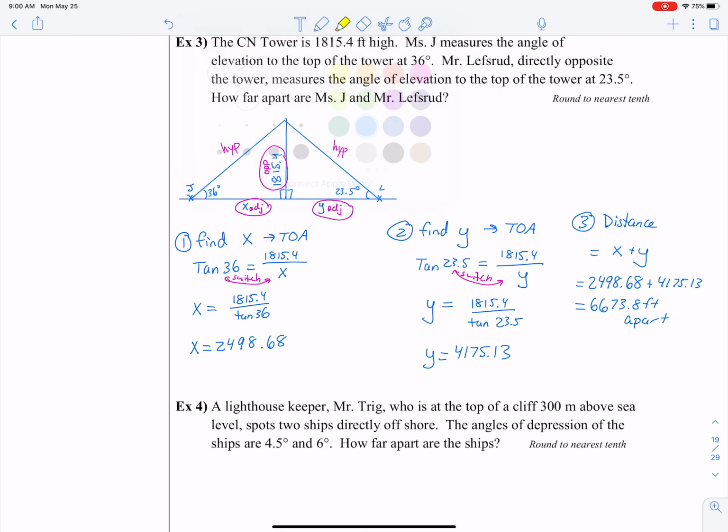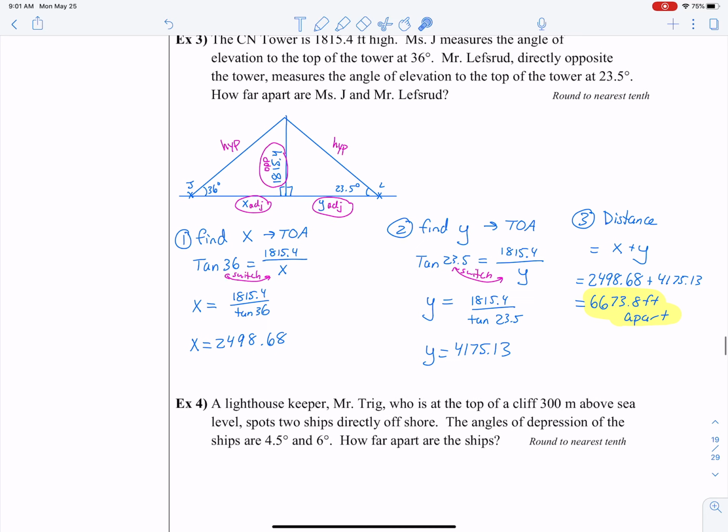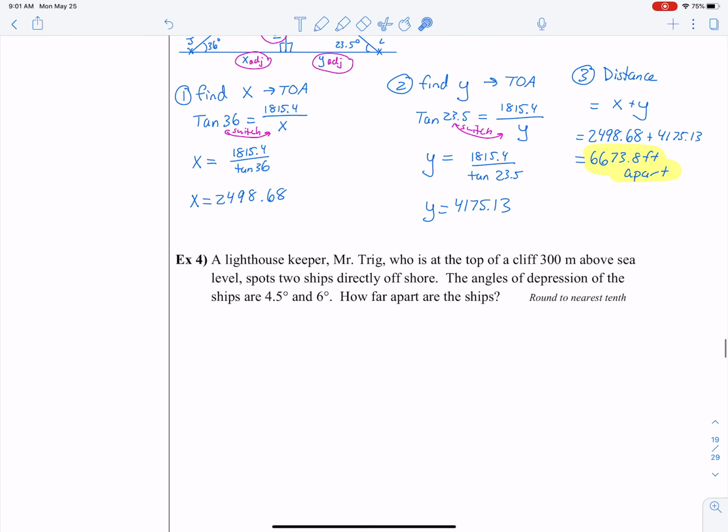Okay, and that's how far apart they are. And I rounded to the nearest tenth, so 1 decimal place, because it says 2 here. But I left more decimal places for accuracy until the last step. Okay, so in this question, you're just considering them as 2 separate triangles.